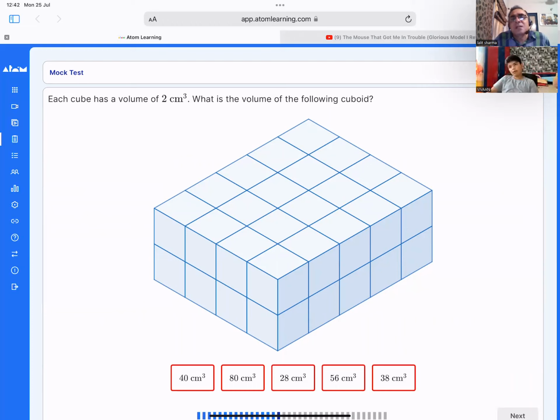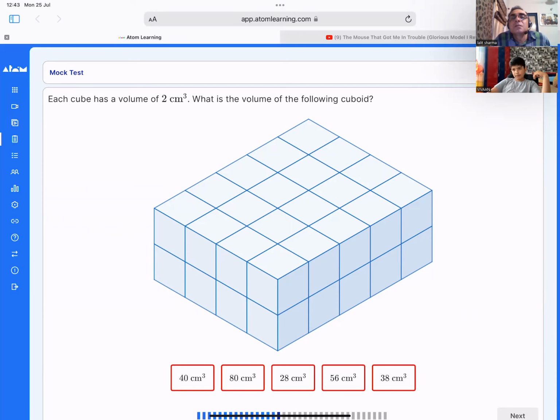We have 3 things when we calculate volume. We need the length, breadth, height. So those 3 things are already marked over here. They're asking for the volume. Yeah. And then they say that each cube, that is a small one, has a volume of 2 cubic centimeters. And it's going to be 8 because I'm going to times them at the end. Times it by 2 at the end. Anyway. So, the volume of the cuboid?